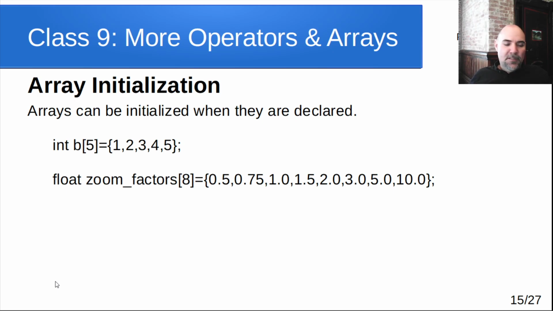Arrays can be initialized when they're declared. So for example, with int b[5], I can say, hey, create that array of 5 integers and set them equal to these values. I could also make a float array like zoom factors. Imagine this is for some kind of game and you have a sniper scope, and when you scroll up it zooms into different levels and out to different levels. So you could list them all in here. So here are the 8 zoom factors. And again, the indexes here would be 0, 1, 2, 3, 4, 5, 6, 7. The indexes for this one, 0, 1, 2, 3, 4. Again, the maximum index is one less than the number we put in there for how many of those we want.